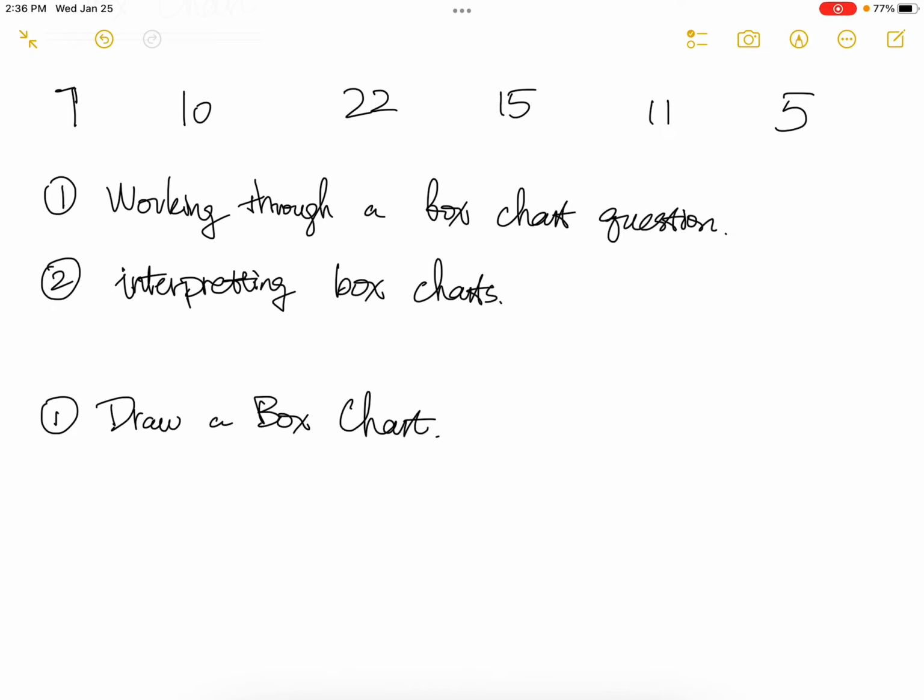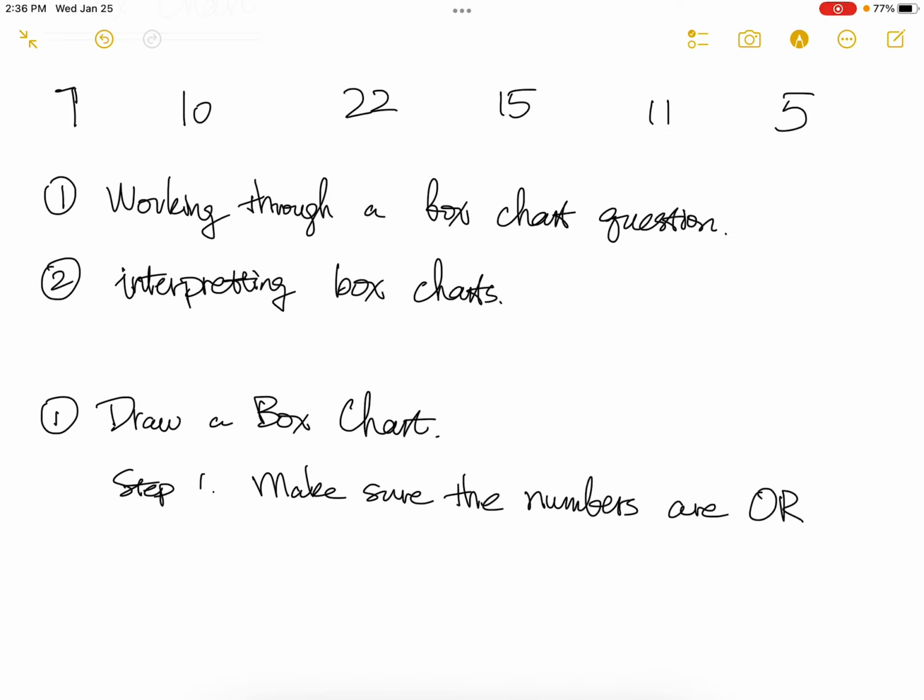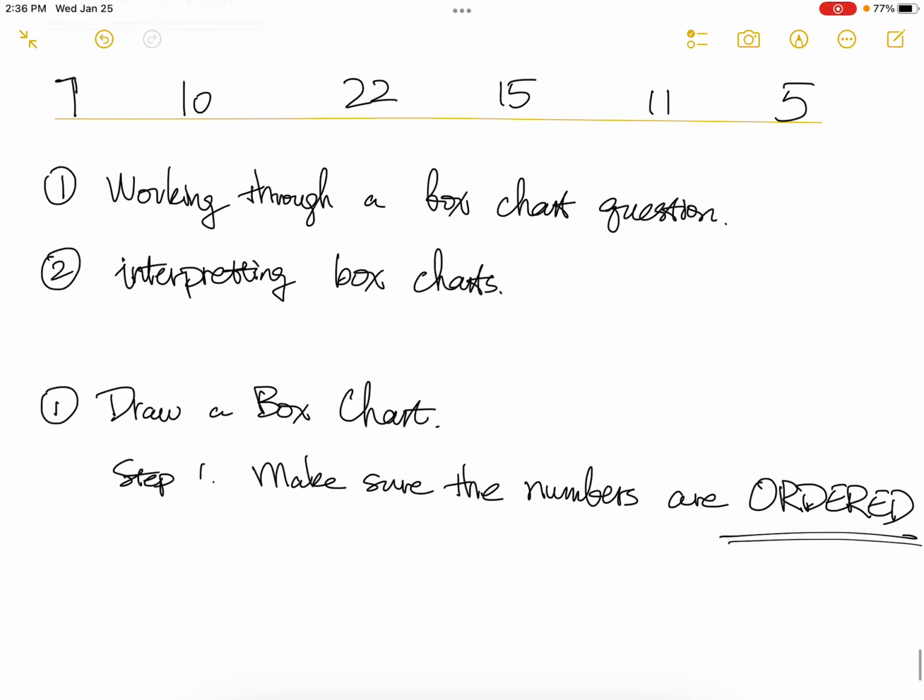So what we'll do here, basically, we follow the same steps. Whatever question you get for box charts, go through the same steps. So step one, make sure the numbers are ordered, right? This is important. So step one, make sure it's ordered. So basically when you see this question, you start by sorting them.